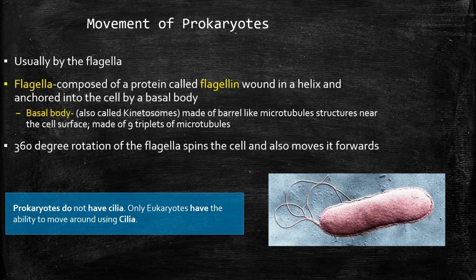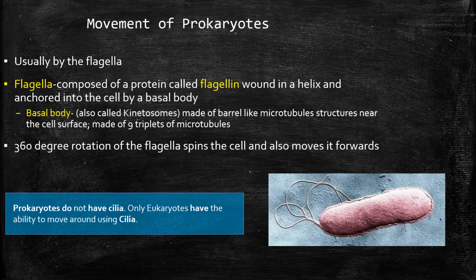So since we mentioned these appendages, let's talk about how prokaryotic cells move. Most of them do move using the flagella appendage. A flagella is composed of a protein called flagellin. It's wound tightly in a helix and anchored into the cell by a basal body. Sometimes that's also called a kinetosome. And that basal body is made up of microtubule structures near the cell surface.